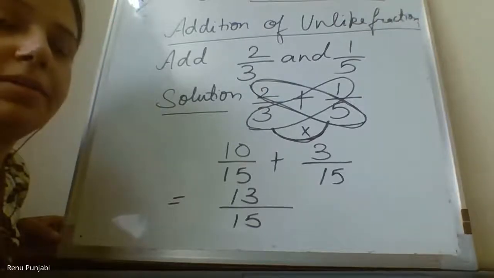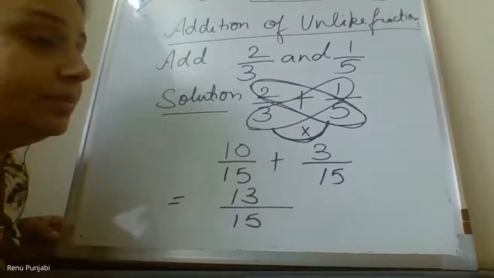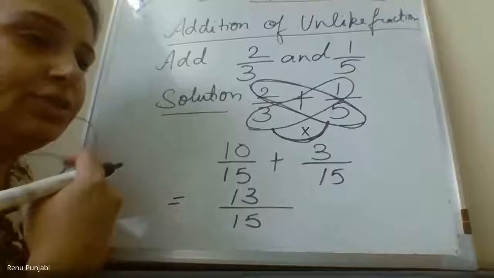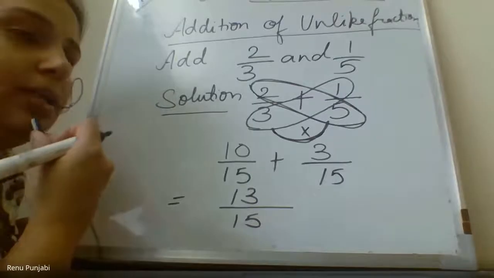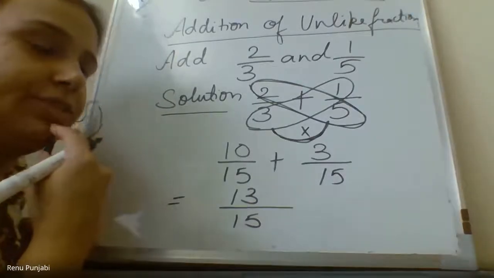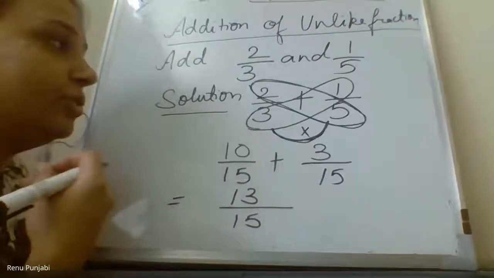Ma'am, I want to ask you something. Yes, tell me. Ma'am, in unlike fractions, we cannot do three-fraction addition? I said we will do 3 like addition after this. Ma'am, but we do in like or unlike, or we can do in unlike also? Yes, we can do in unlike. The method of unlike fractions in three fractions is different, which I'm going to teach you after this.